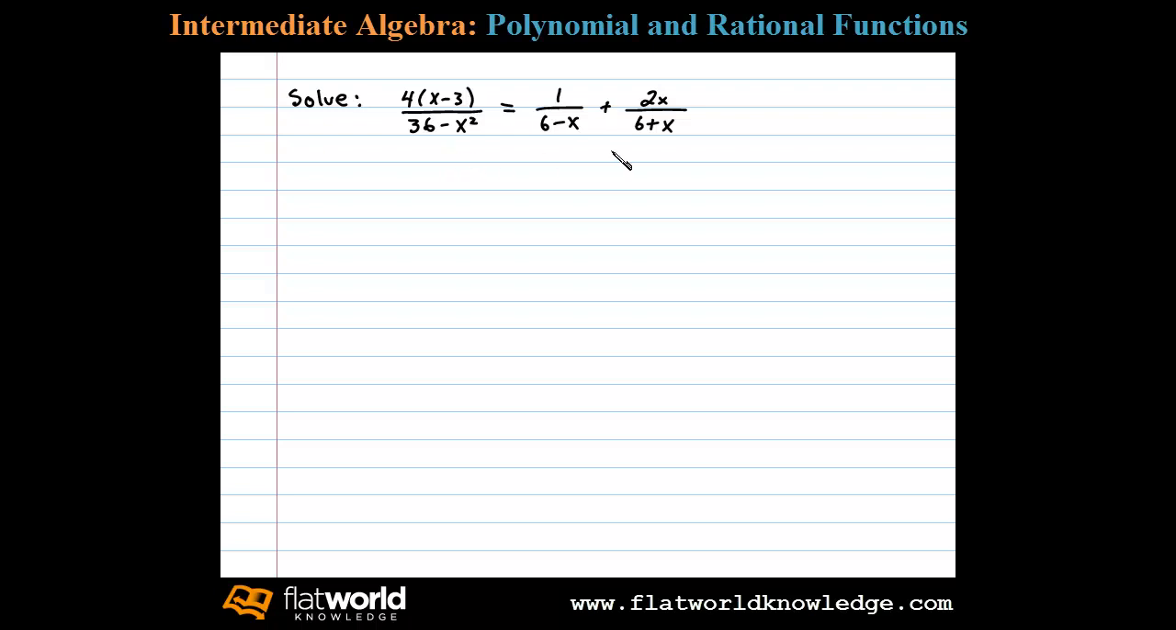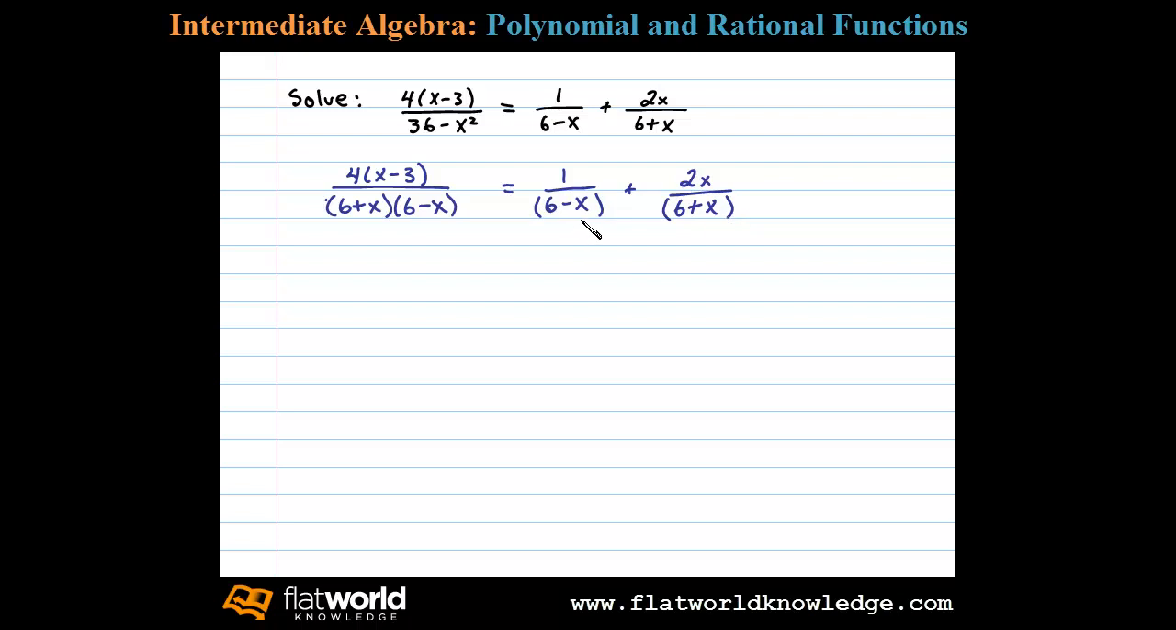Here we're going to solve a rational equation. Let's begin by factoring the denominator of the left side here. I notice it's a difference of squares, so factoring this we're left with 6 plus x times 6 minus x. Now at this point we can determine the restrictions.